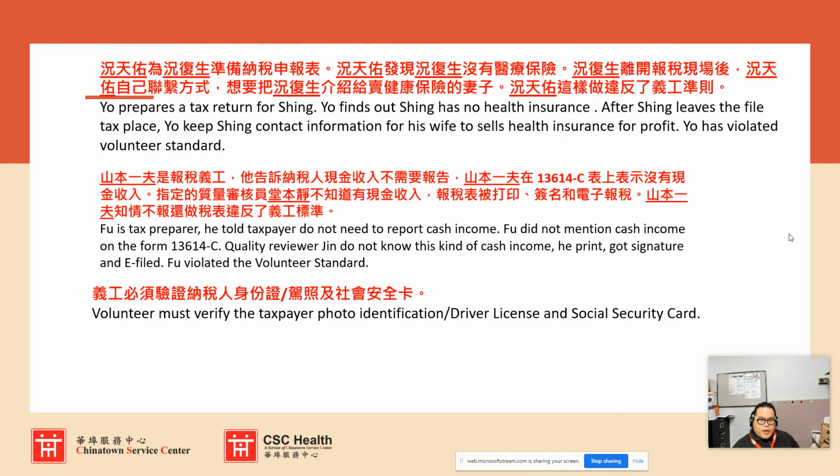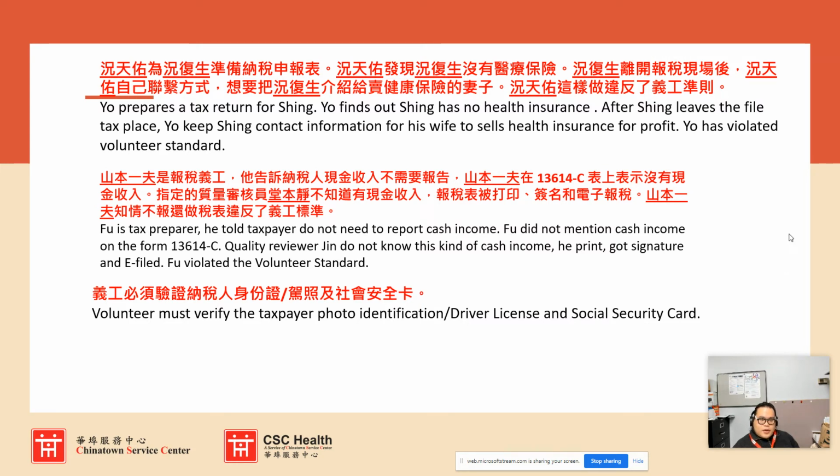And the scenario here: Yo is a preparer. He prepared a tax return for Sung. Yo found out Sung has no health insurance. After Sung left the tax place, Yo kept some contact information for his wife to sell health insurance for profit. Yo has violated the volunteer standard.